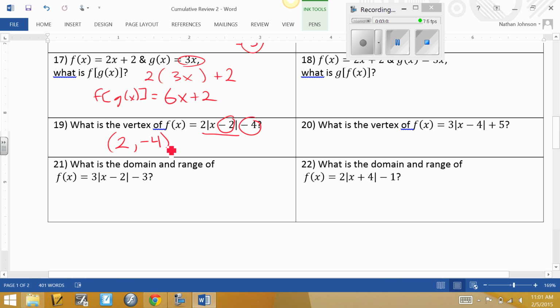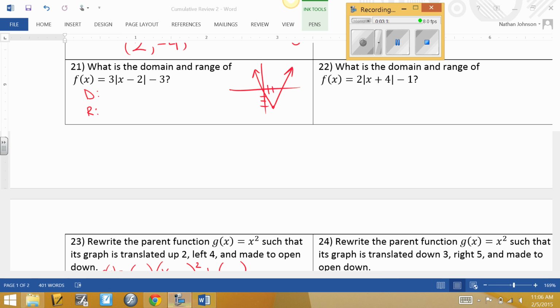So the vertex of that absolute value function is 2, negative 4. Remember that an absolute value function is a V shape. So that means the vertex right here would be at the coordinate point 2, negative 4.